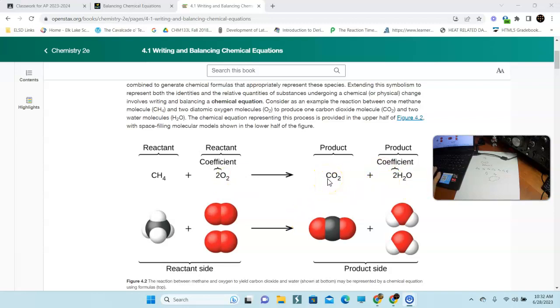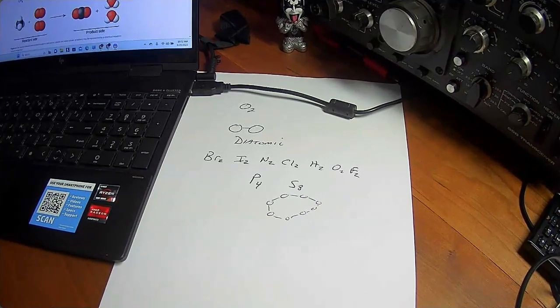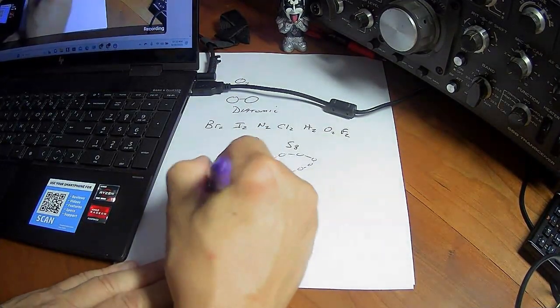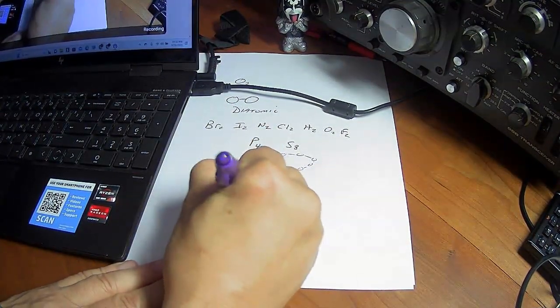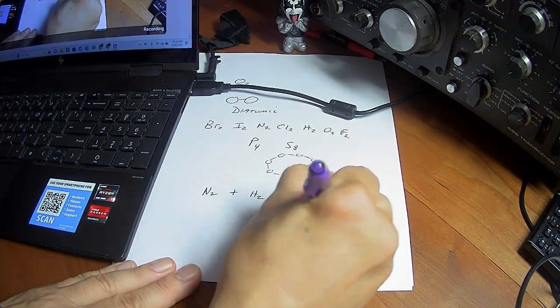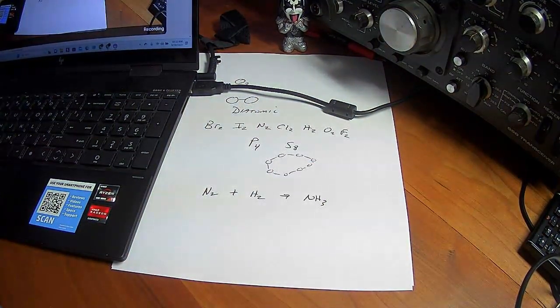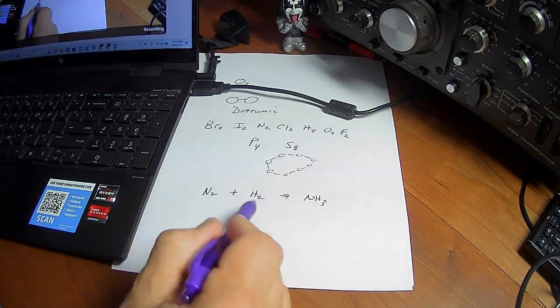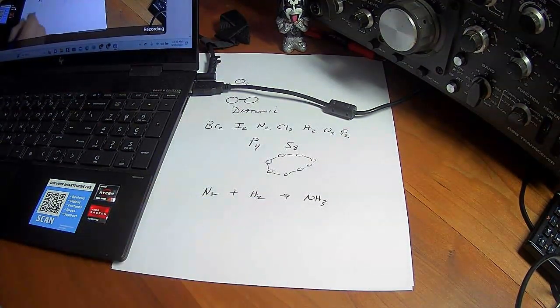So let's go back to my scrap paper and look at something. Let's look at N2 plus H2 to give NH3. This is a real famous reaction, the synthesis of ammonia. Nitrogen plus hydrogen to give ammonia. And if we want to draw a picture, we can.